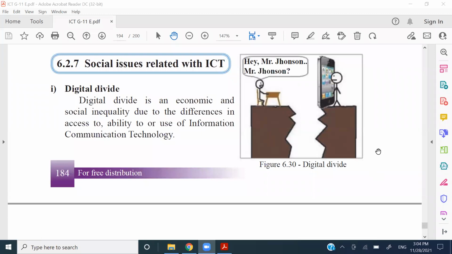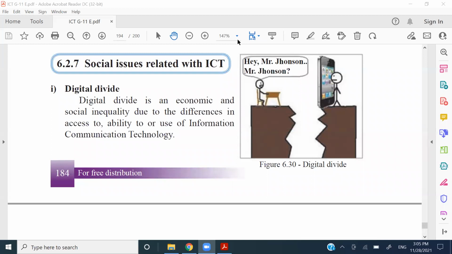Okay, so social issues related with the ICT. Digital divide is one of the social issues that we are talking about. It is talking about the accessibility and the inaccessibility to the information and communication technology, right? So either it can be accessibility, or maybe it is the ability and inability, right?